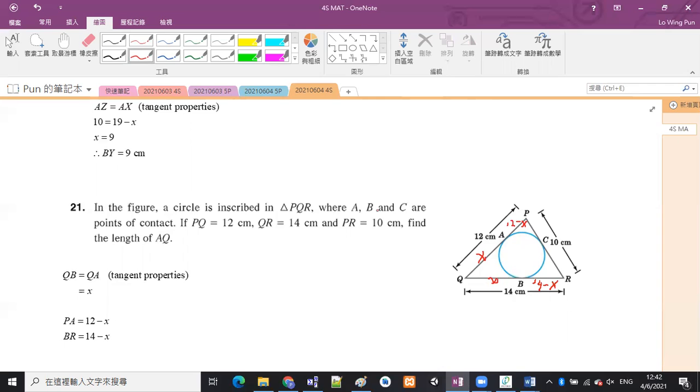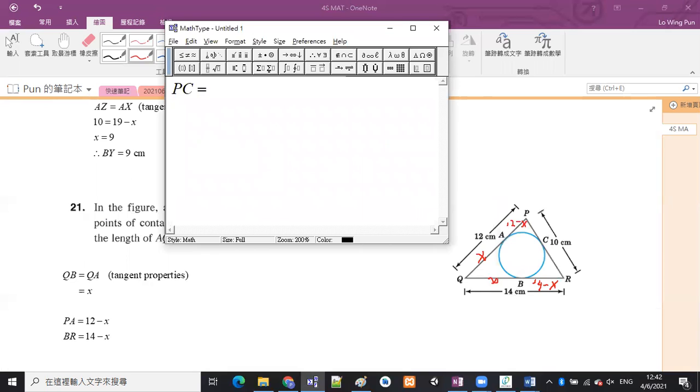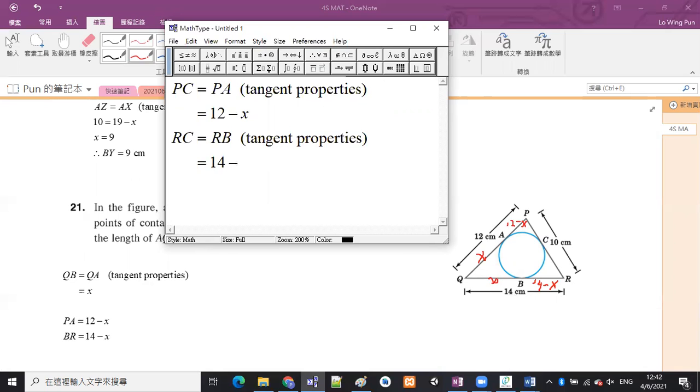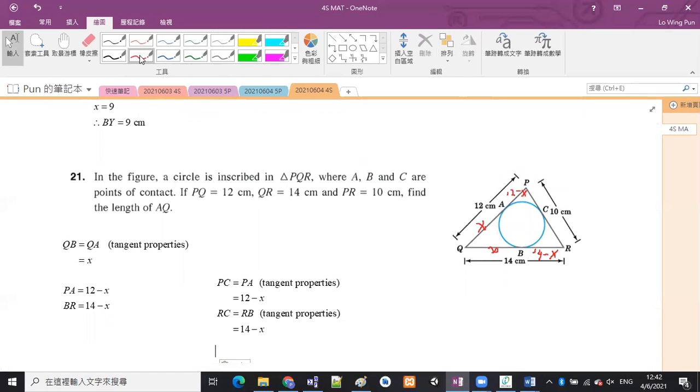Okay? Both are tangent properties. So PC should be equal to PA, and they are both equal to 12 minus X. And then RC is equal to RB. This is also a tangent property, and it is 14 minus X. So just state that this PC is 12 minus X, and this RC is 14 minus X.